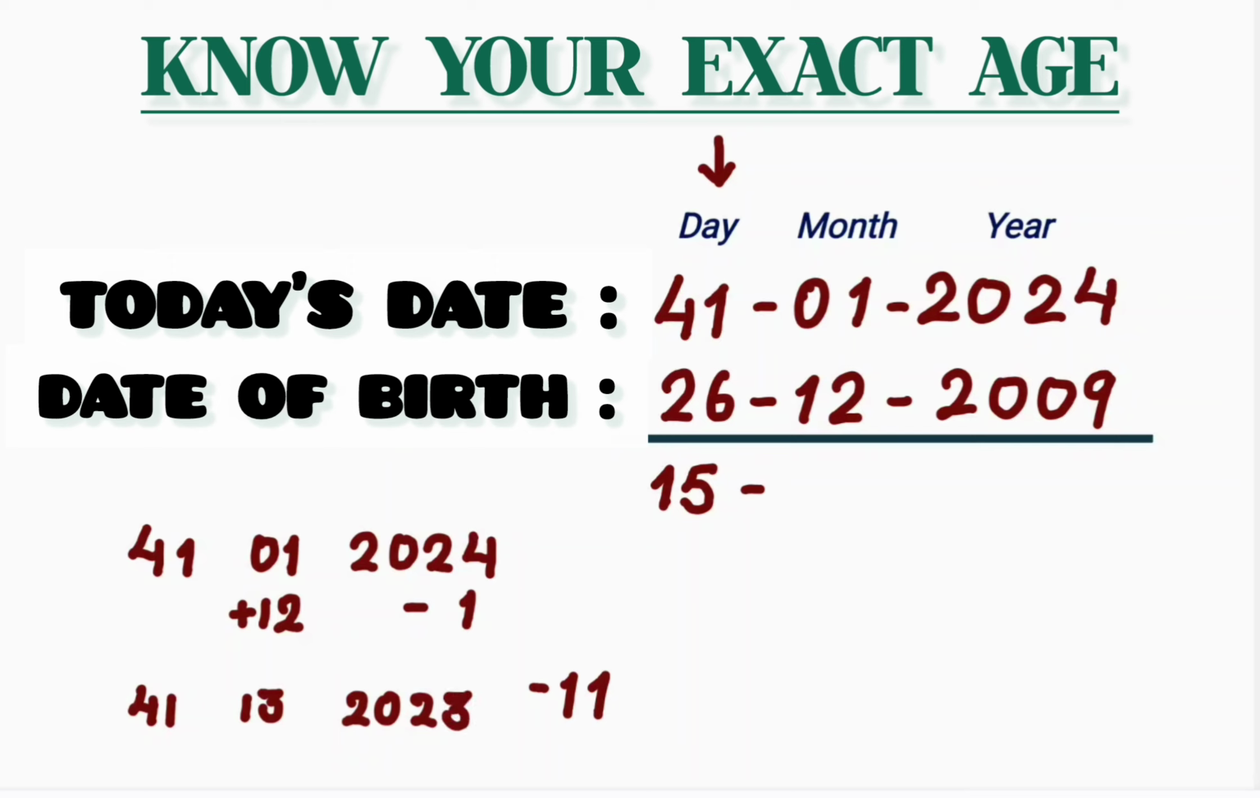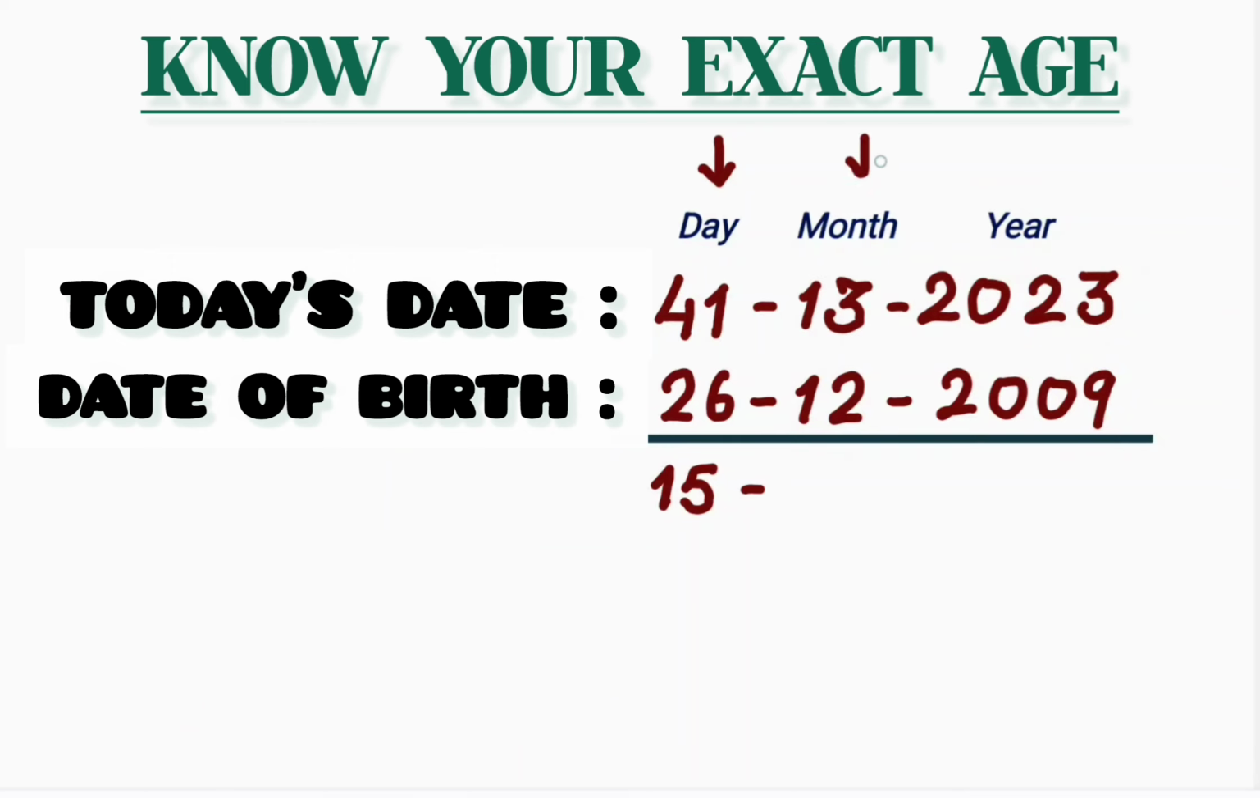2023. Again change the date. Solve for month. 13 minus 12, 01, and 2023 minus 2009 is 14. So the age becomes 14 years, 1 month and 15 days.